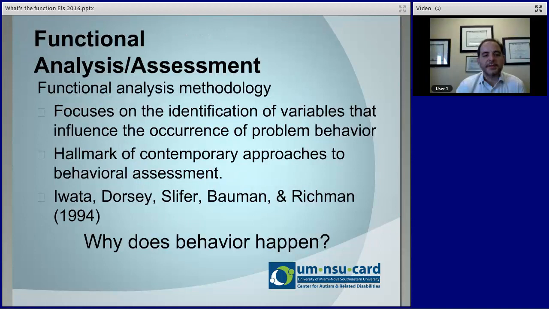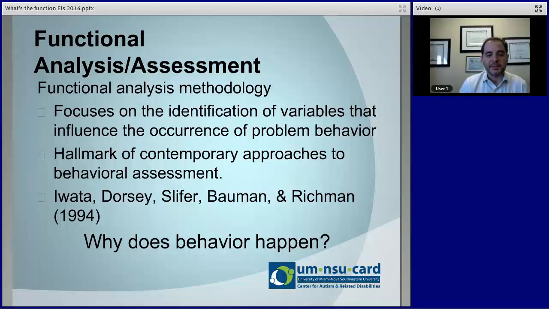And that assessment is called a functional analysis or functional assessment, depending on the degree to which you conduct that assessment. It's called functional analysis methodology, and it was developed by Dr. Iwata and colleagues several years ago. And it leads us to an answer as to why behavior is probably happening. It focuses on the identification of the individual environmental variables that influence the occurrence of that behavior, and it is the hallmark of a contemporary approach to behavioral assessment.